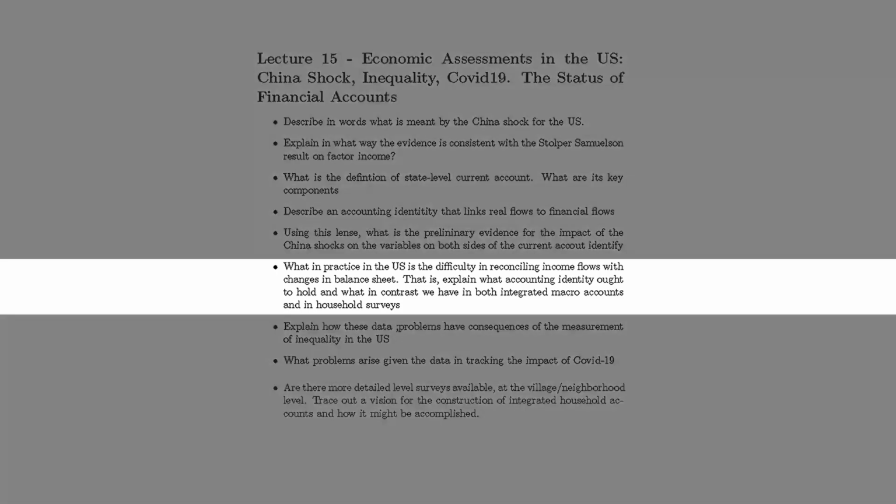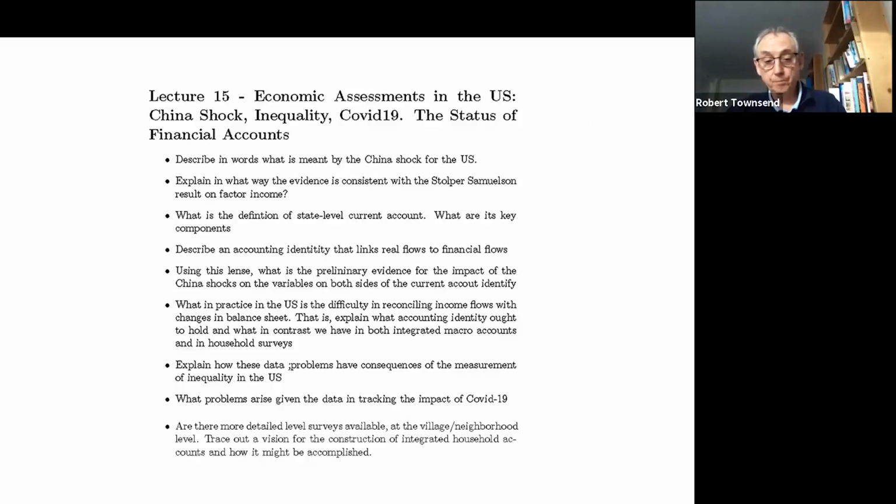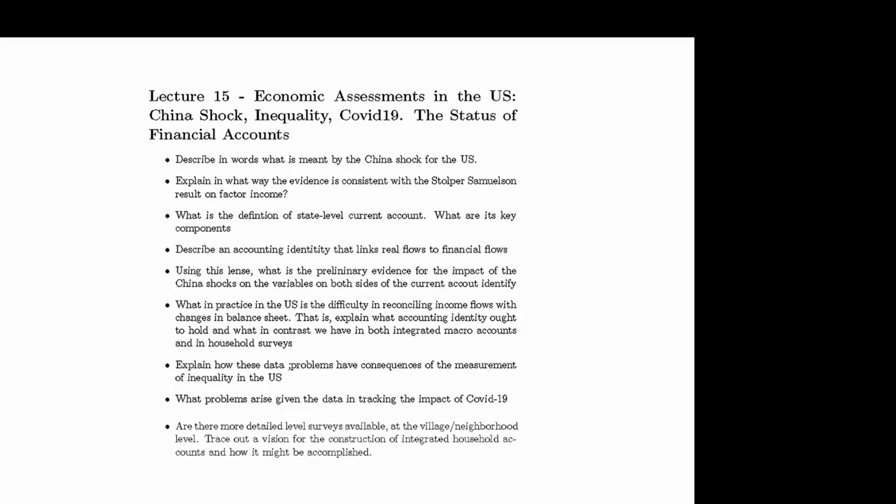What in practice in the US is the difficulty in reconciling income flows with the change in the balance sheet? That is to say, explain what accounting identity ought to hold, and what in contrast we actually have in integrated macro accounts and household surveys. I think I could take a shot at what the identity might be. I think I know what the identity is. I'm not certain exactly how it might fail though.